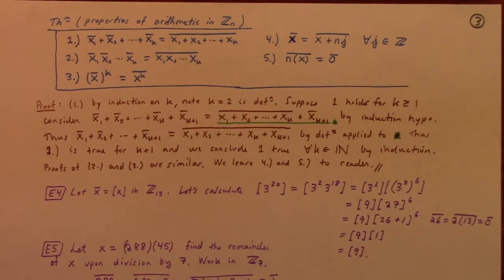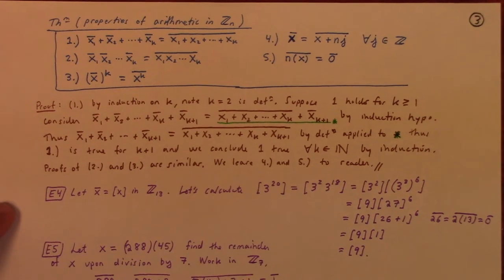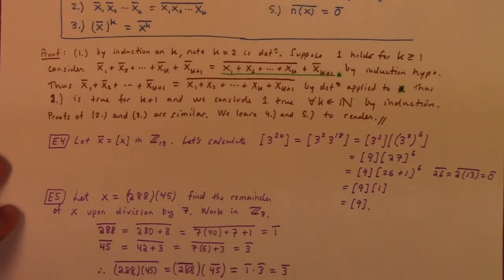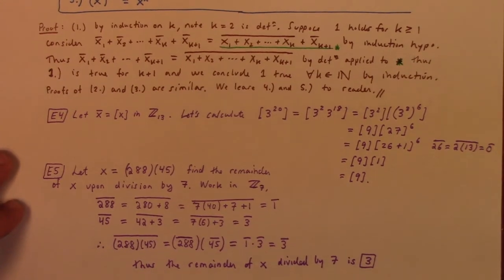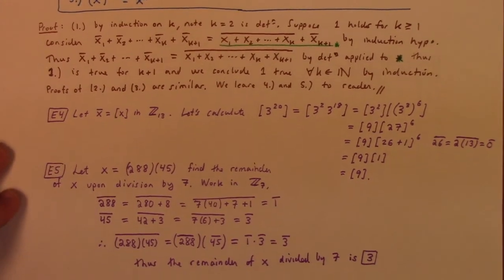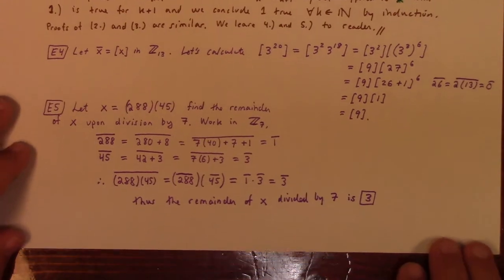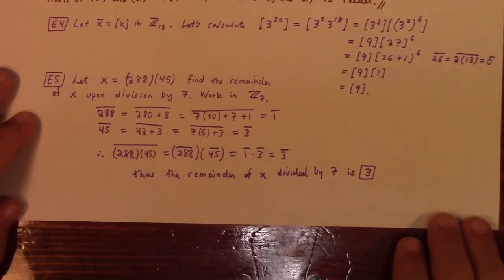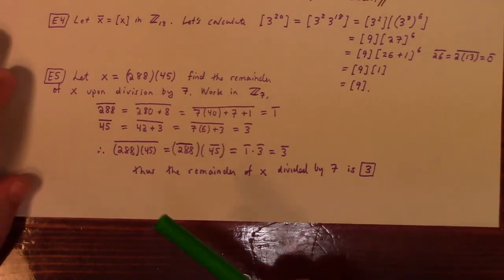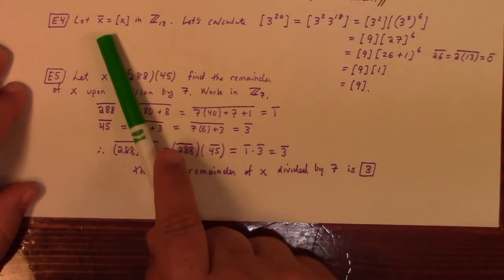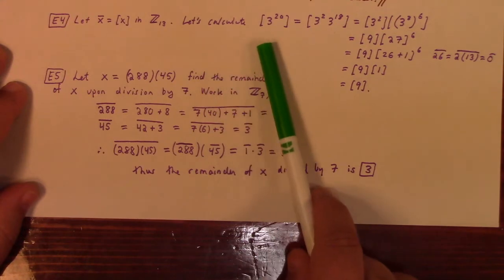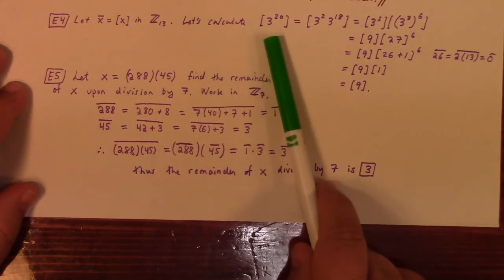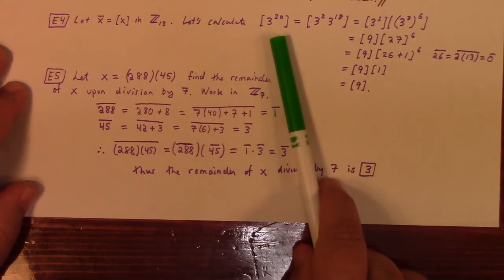I'm going to go on to example 4 here. You could prove 2 and 3 similar to the way I prove 1 by induction there, but anyway, let's move on to this example. So I said let x bar equal to that in Z13. Let's calculate the congruence class of 3 to the 20th power.